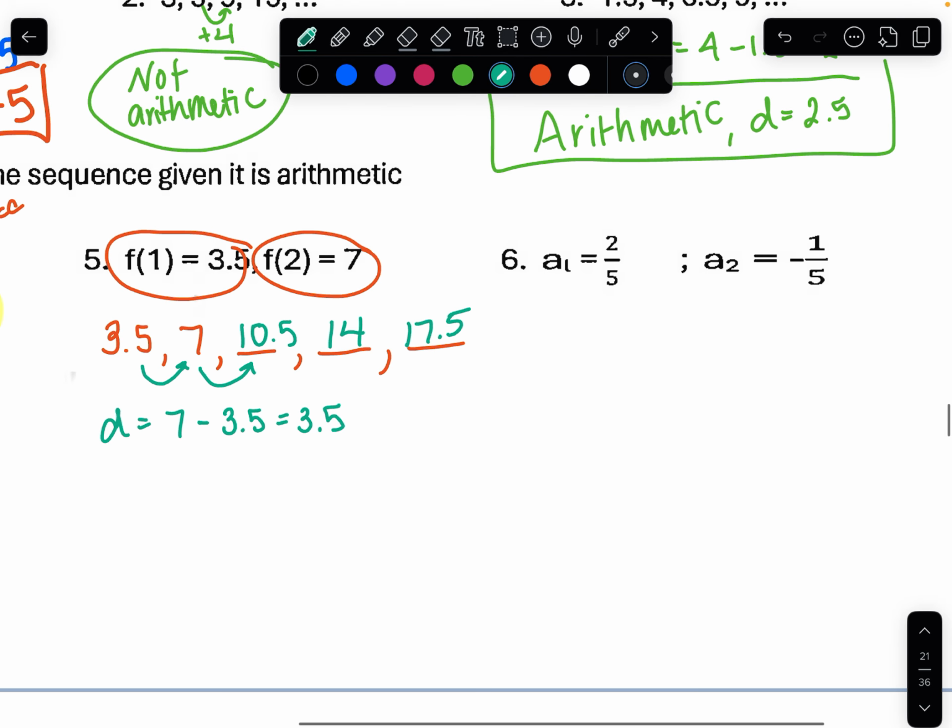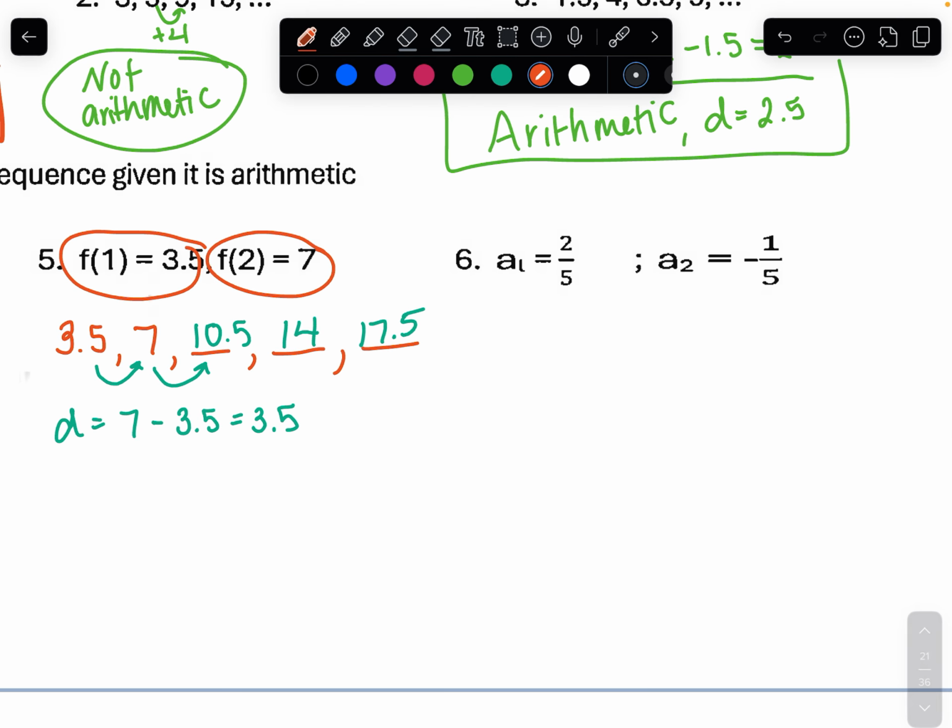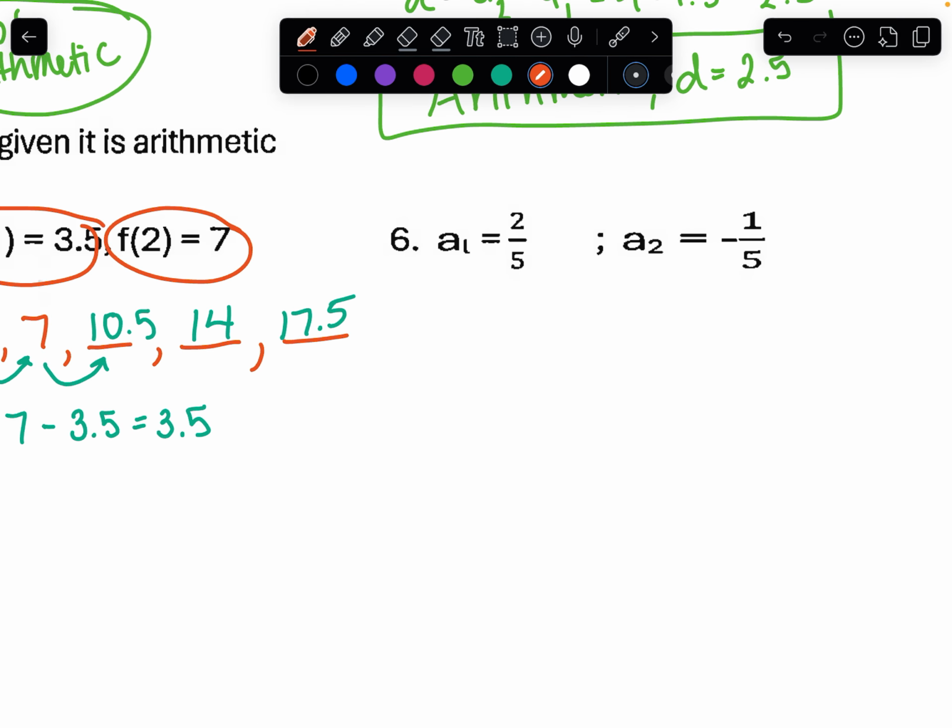Okay. Number 6. So for this one, again, we're given our first and our second term. So we have 2/5 and then -1/5. And we're asked to find the next 3 terms.